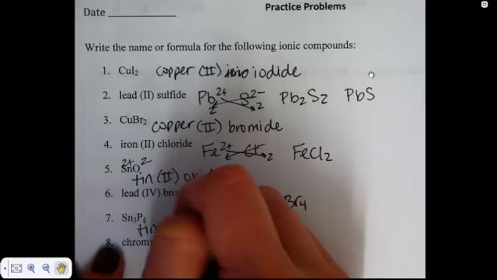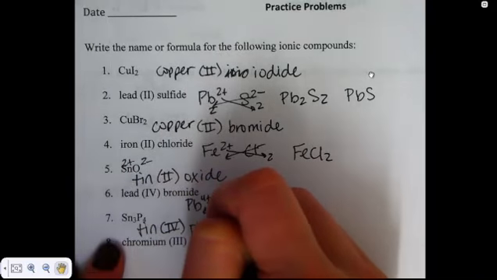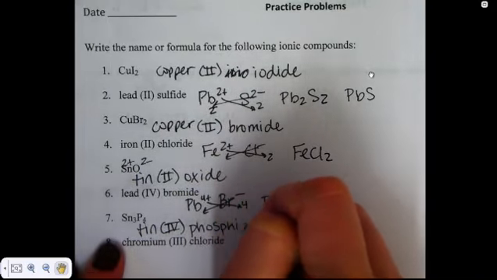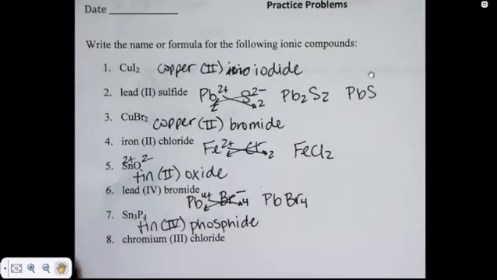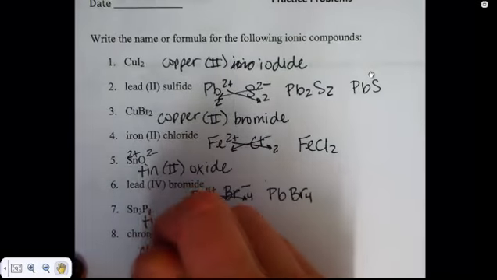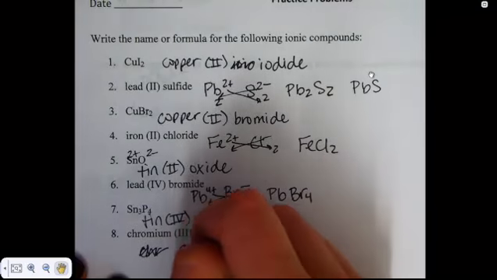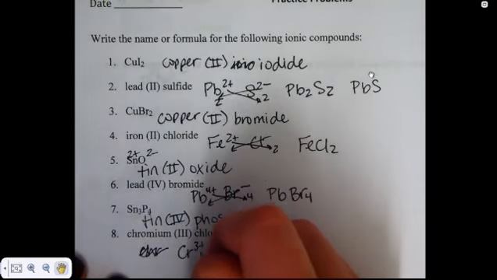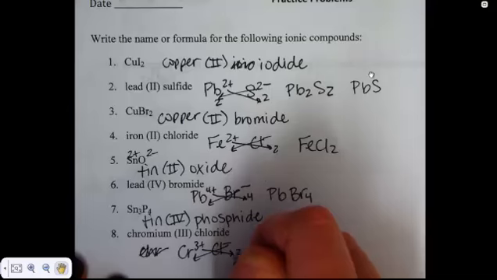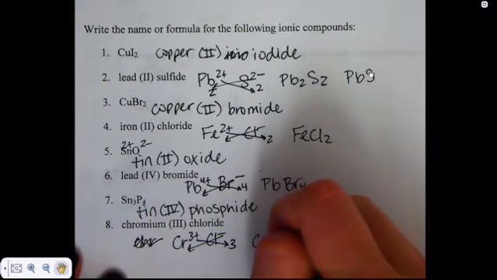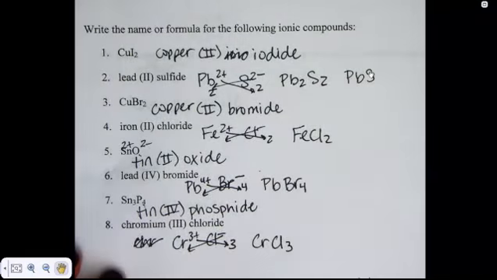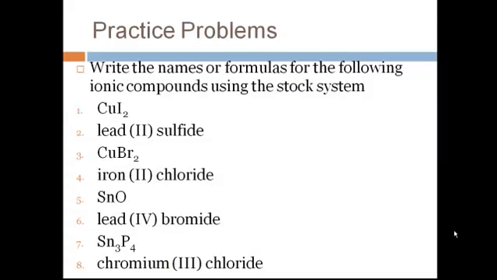This guy is tin 4 phosphide, and chromium. Oh, whoops, we're writing the formula. Cr 3 plus, Cl minus, CrCl3. Check your answers. Fix them if you got them wrong. All right, at this point, you can go ahead and start working on page 5 in your homework.